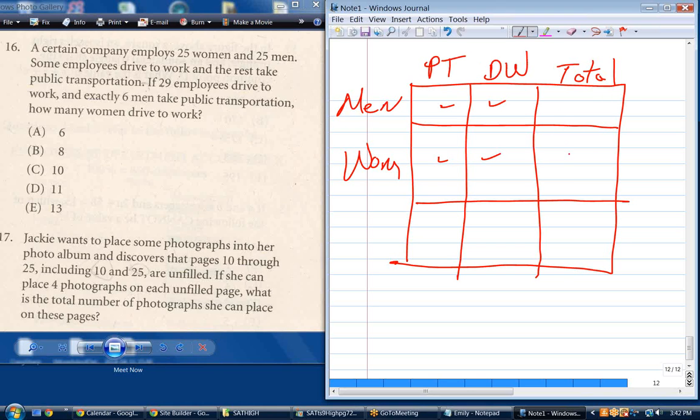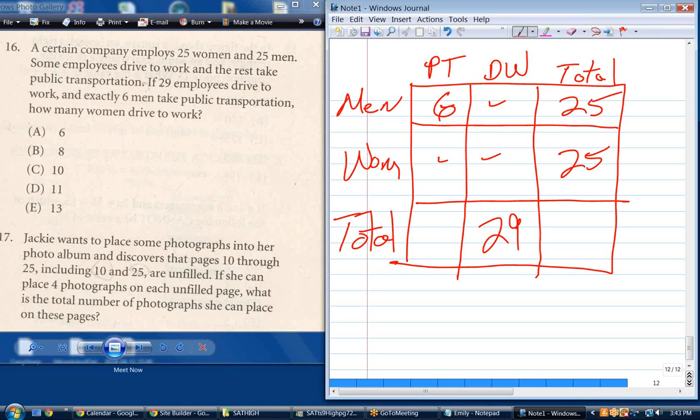So we know the total women are 25 and the total men are 25. 29 employees drive to work. So this is another total line here. So 29 is there. And 6 men take public transportation. So we know that's 6. So I've filled in enough spots on this thing that I can complete the table. And that's why this is a table problem and not a Venn diagram.